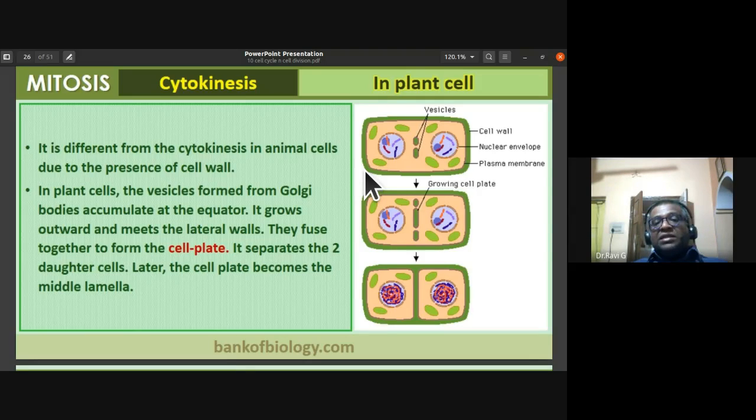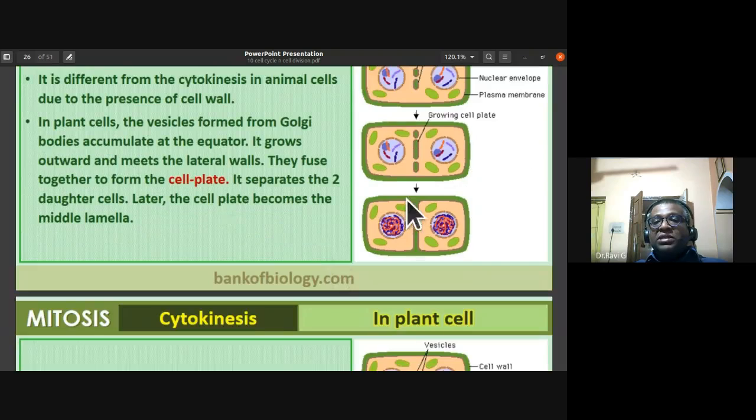In plant cells, the vesicles formed from the Golgi complex accumulate at the equator. So the vesicles which are formed from the Golgi apparatus or Golgi bodies accumulate at the center. They grow outwards and meet the lateral walls. So the vesicles grow outwards and meet the lateral walls. They fuse together to form a cell plate.